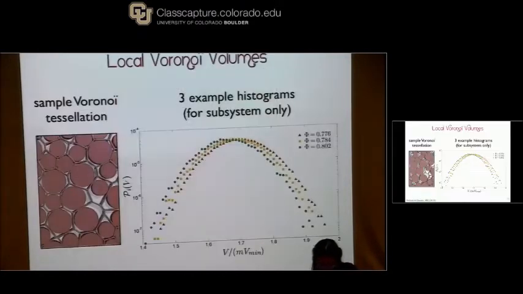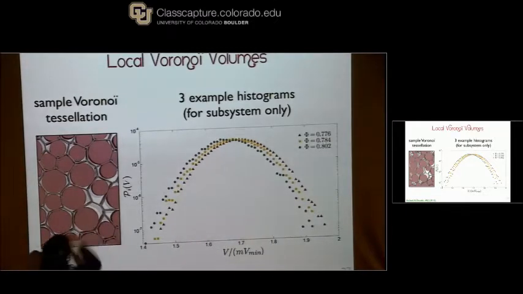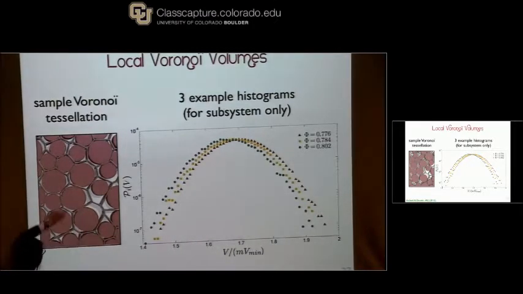So here are some sample histograms, right? So here's the local Voronoi volumes. Here's one with a high volume. Here's one with a low volume. Okay? This is the kind of Voronoi where you draw a line between the two edges, not between the two centers, because the system is polydisperse.